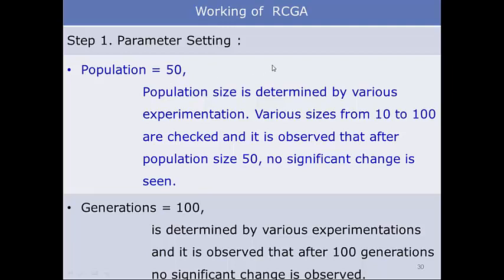Unnecessary large population size will take a large time. So in this case, the population size was selected as 50. Then, how many generations should this total algorithm run? Means from population to selection to fitness, then to crossover, then to mutation, and again checking. This is one iteration.